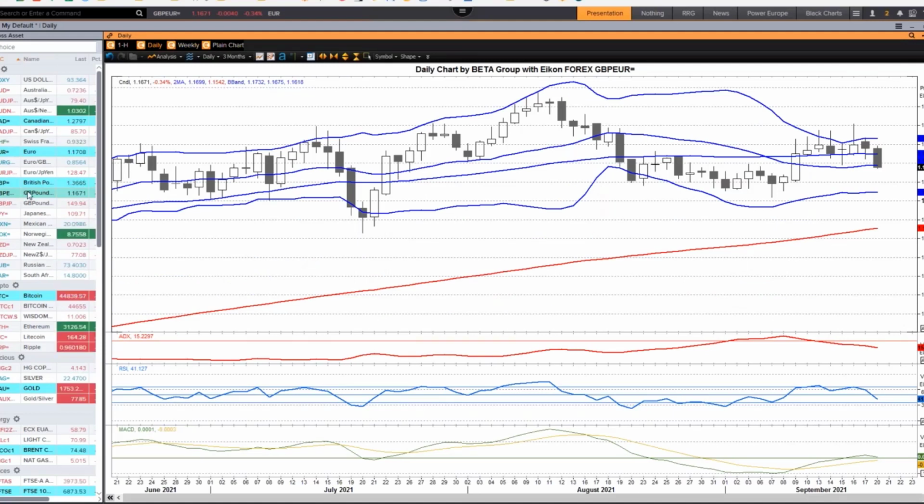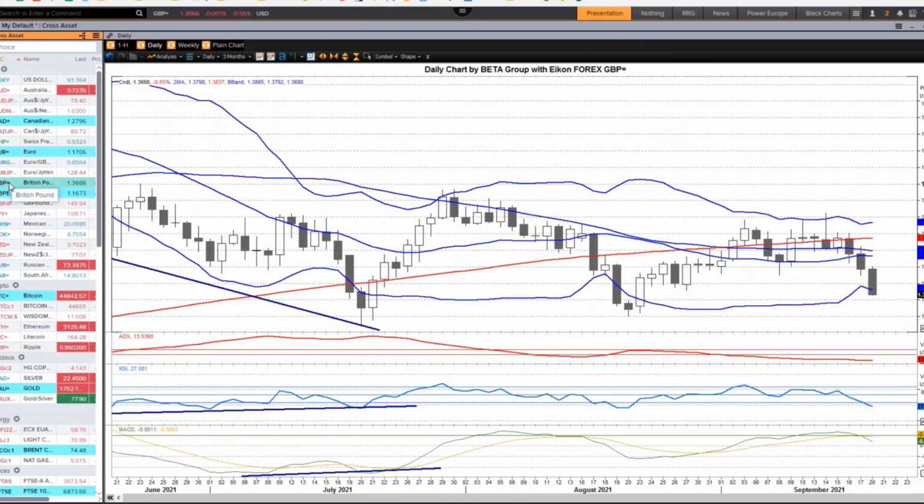I'm sorry, this is euro. I hit the wrong button there. Sorry. Here. That's the GBP versus the euro, not versus the dollar. I was going to say, why is it flat? It's not flat. It's weak. The pound is weak against the dollar.